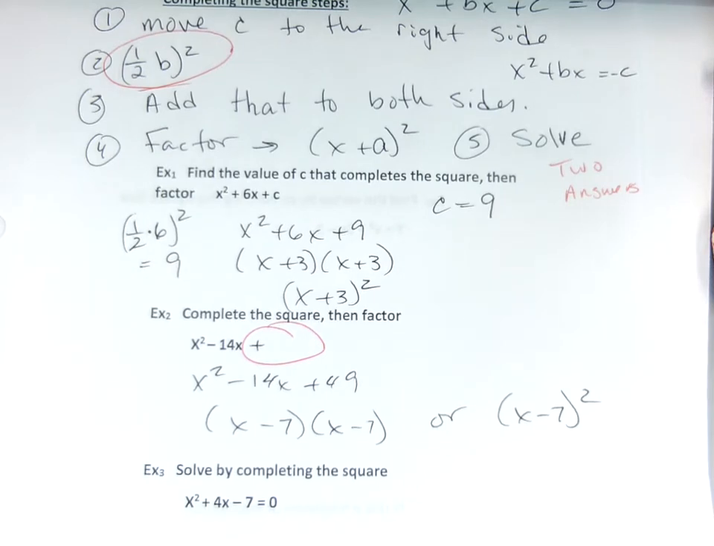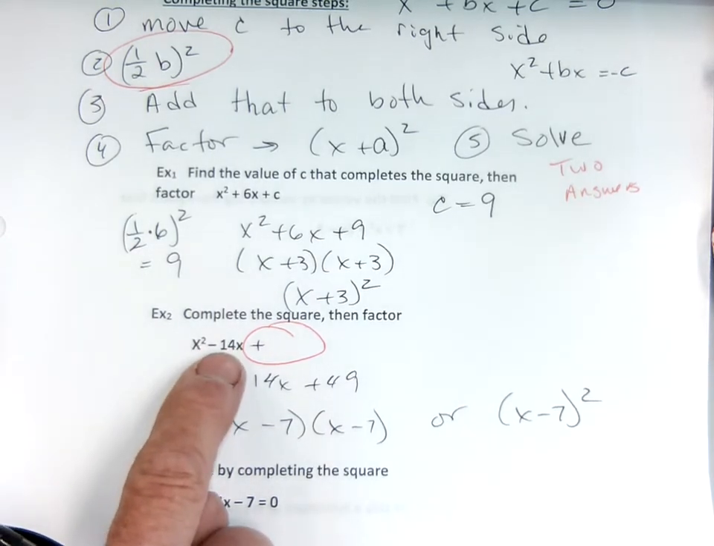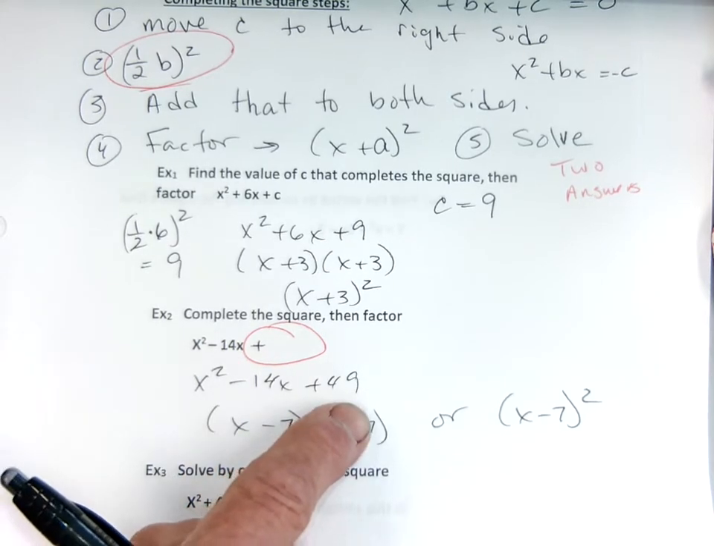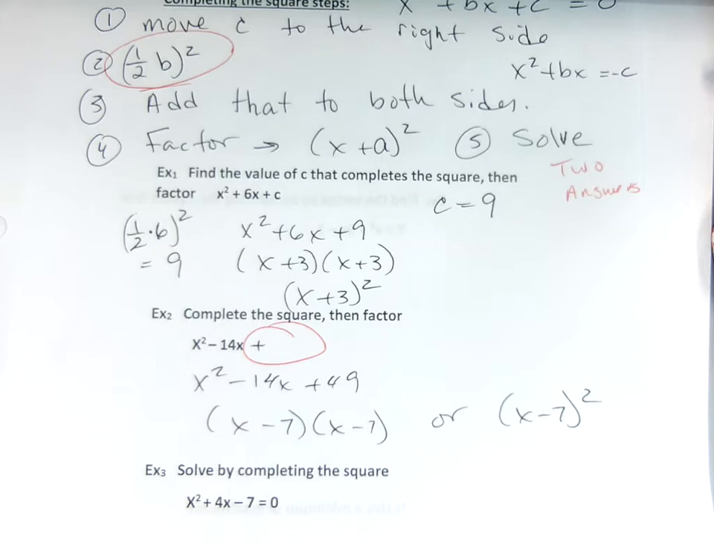Now we're not solving number 2 because there's no equal sign. All we did was complete the square. That's all we did. Easy, right? Take half of that number and square it. Half of 14 was 7. 7 squared is 49. Thumbs up? Do you think this is pretty easy?